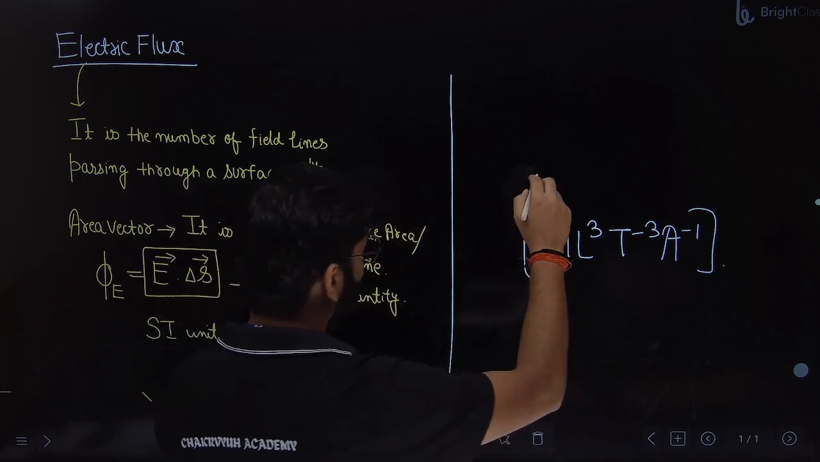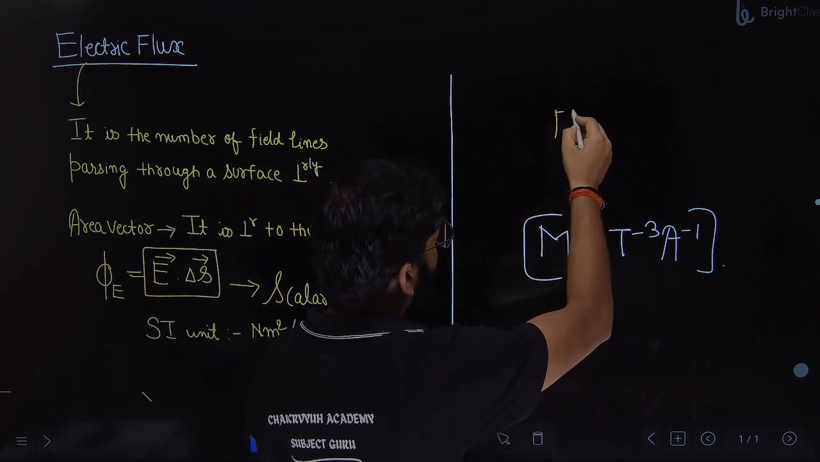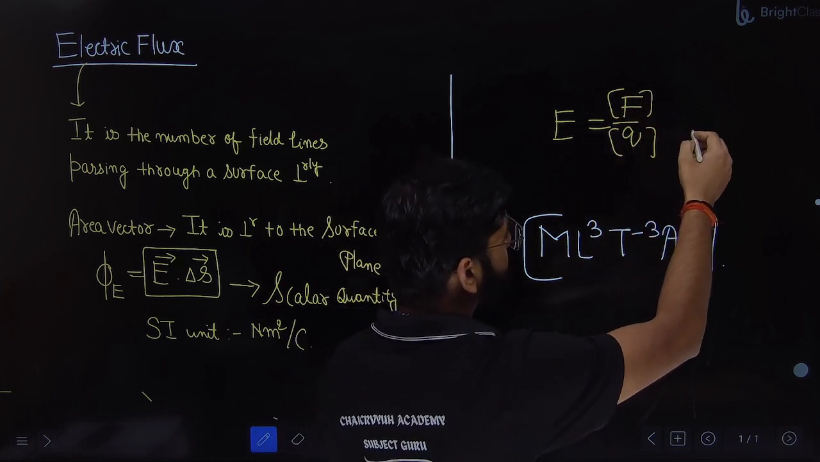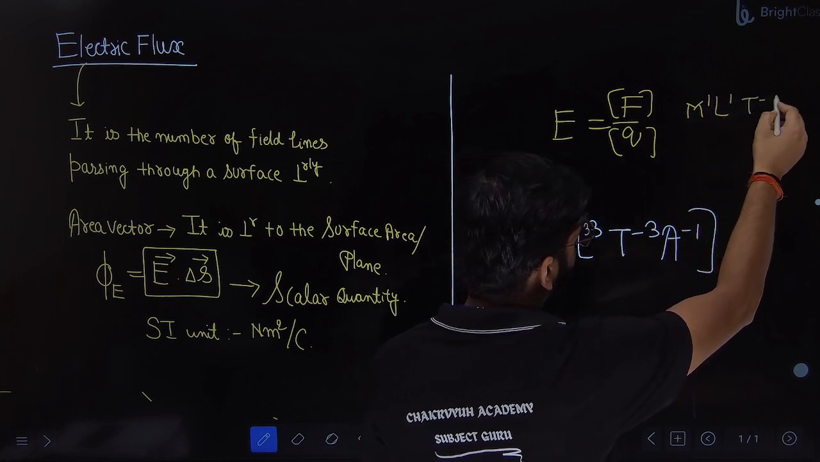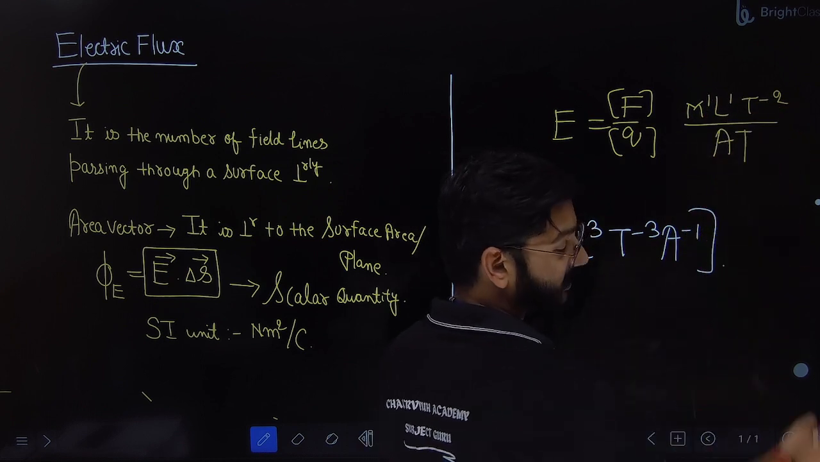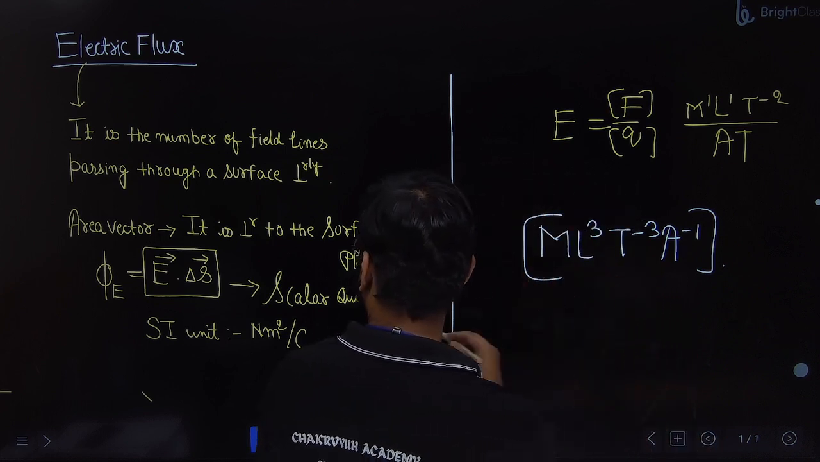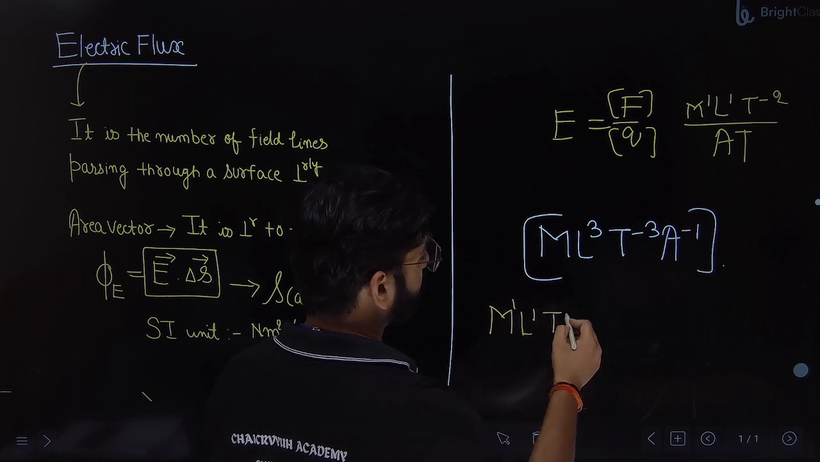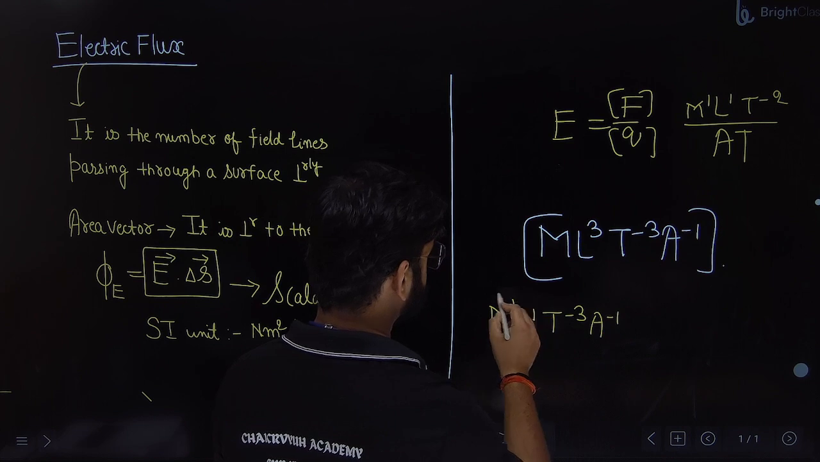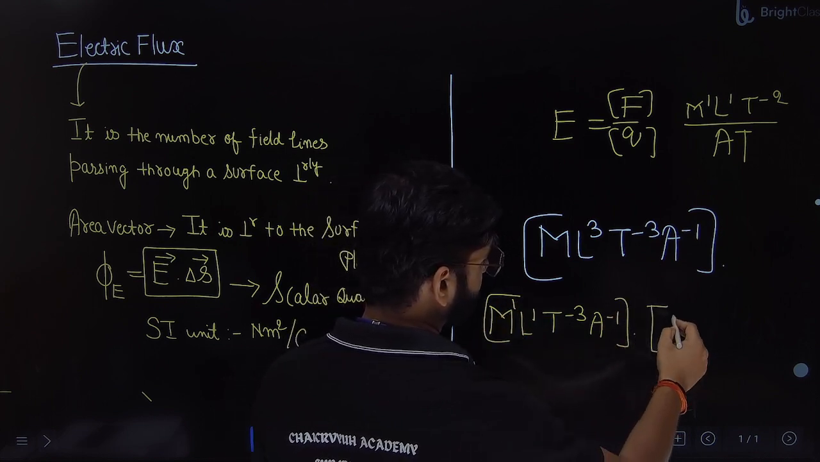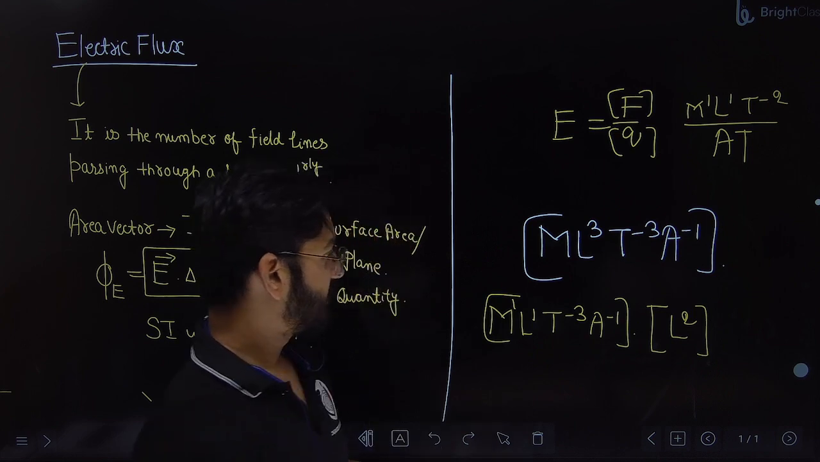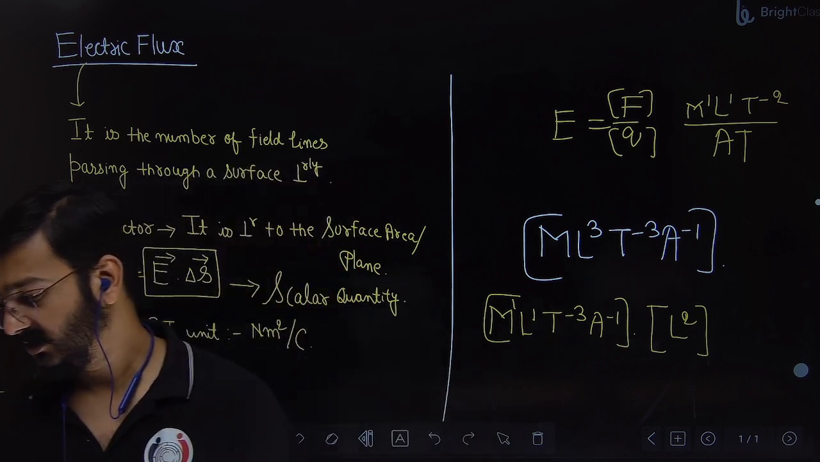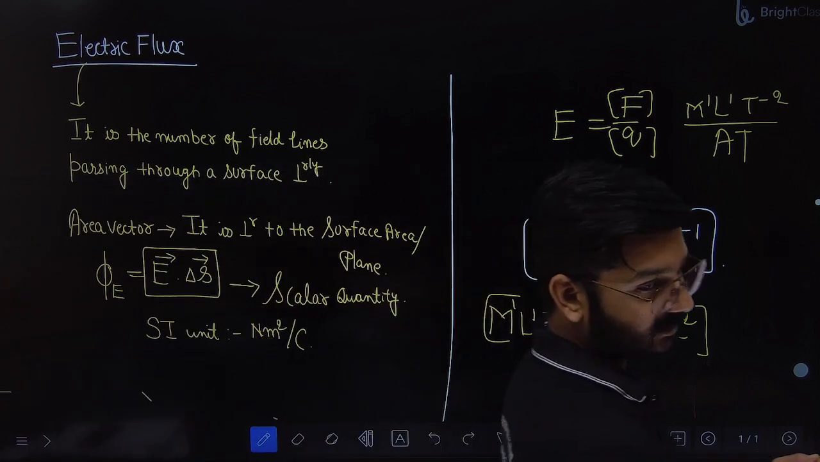Okay, anyone who is stuck can see on the board. We know that electric field is force by charge. So force is M1 L1 T to the power minus 2. What is charge? A T. Correct? So electric field will be M1 L1 T to the power minus 3 A to the power minus 1, multiplied by surface area. Area is what? L square. So M1 L cube T to the power minus 3 A to the power minus 1. This is the dimensional formula for electric flux.